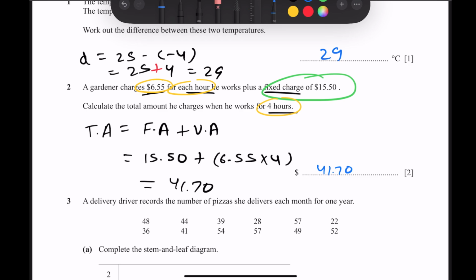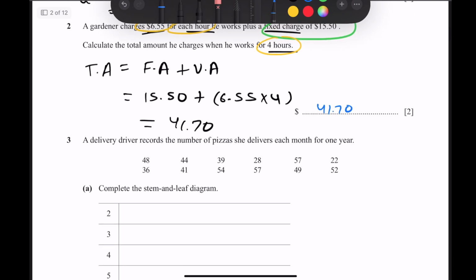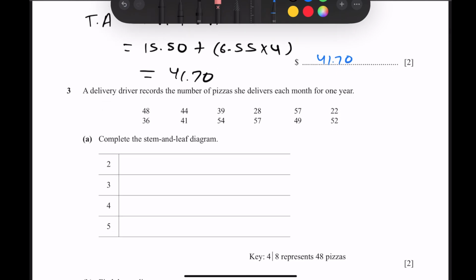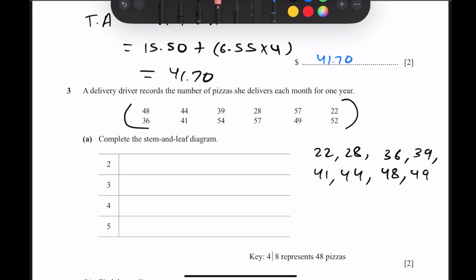Question 3. A delivery driver records the number of pizzas she delivers each month for 1 year. Question A asks to complete the stem and leaf diagram. So for this, you have to write down every number in this list in ascending order, i.e. from smallest to largest. So 22, 28, 36, 39, 41, 44, 48, 49, 52, 54, 57, and 57.